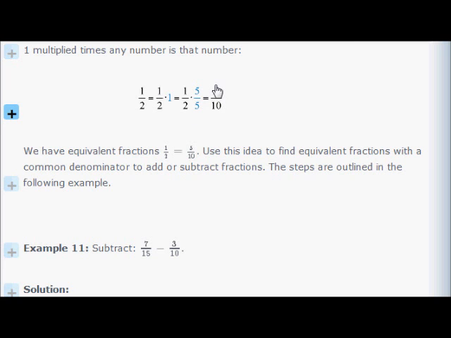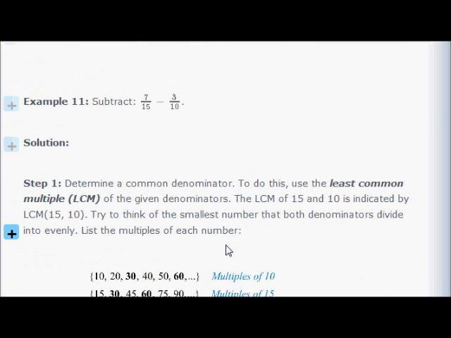15 multiplied by that 2 that it's missing, 15 times 2 is 30. 10 is missing that 3, so we can multiply that by 3. 10 times 3 is 30. Okay? So your LCM here is 30.